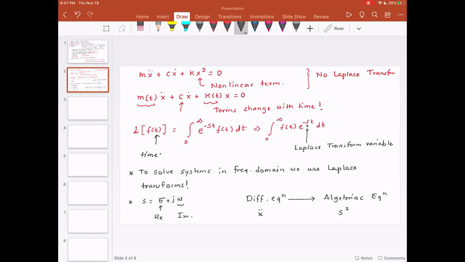Any questions at this point? This lecture is super duper important because later we are going to use the Laplace transform tools to analyze the systems in the frequency domain. So I plan on going very slow when I discuss Laplace transform and its application. But if you don't understand, please raise your hand and I will unmute you and answer the questions before I proceed further.